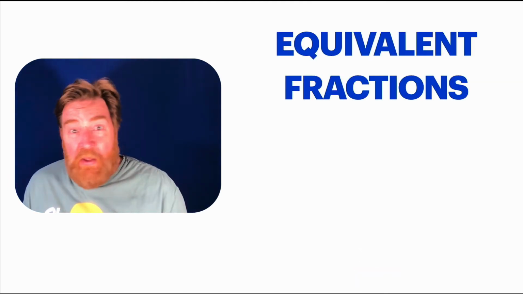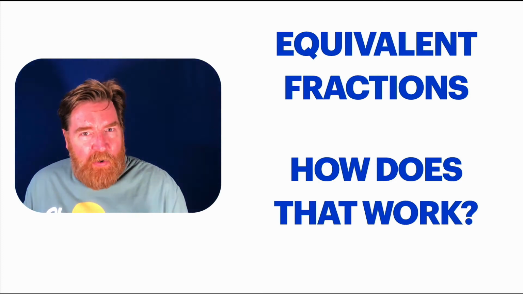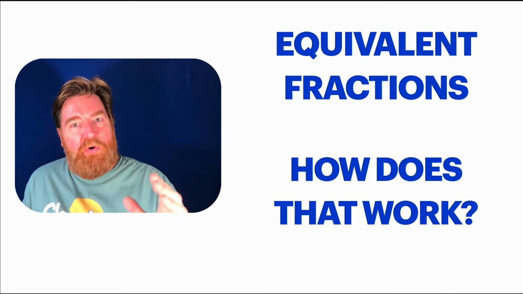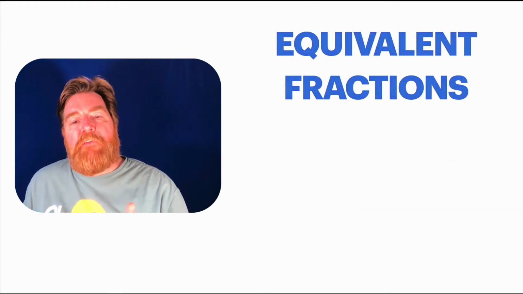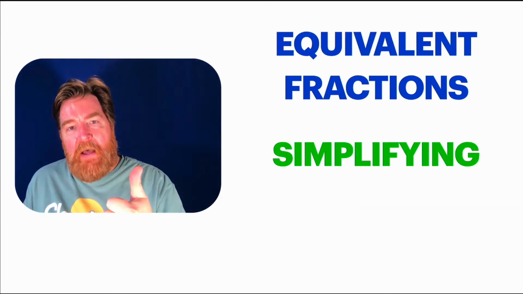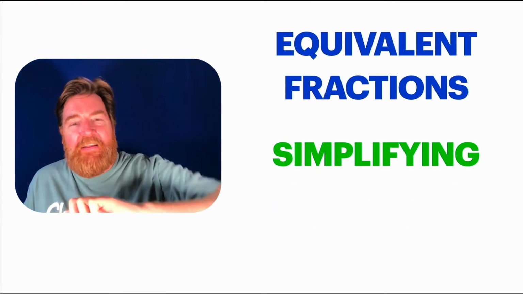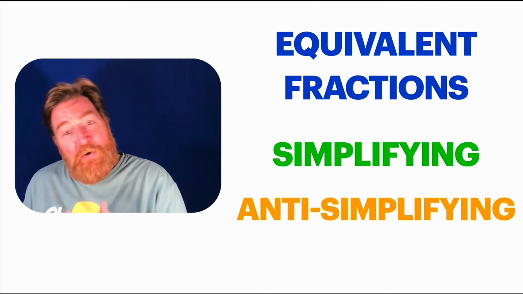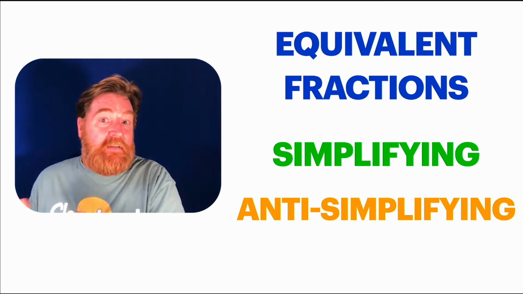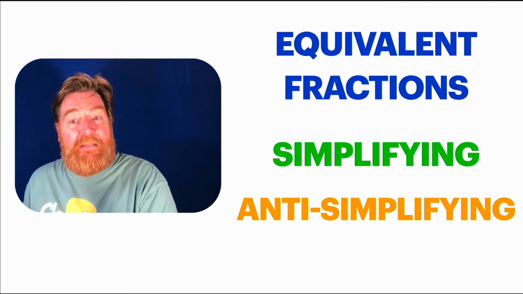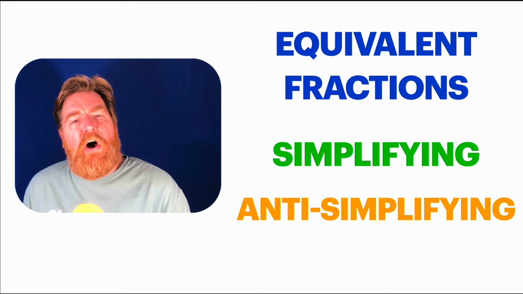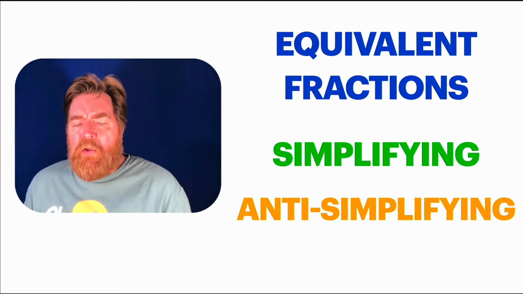Well, that turns out to be pretty important. So let's ask ourselves, with these equivalent fractions, how does that work? Well, there's sort of two ways that we see these equivalent fractions happening. First one is simplifying, and the other one is the exact opposite, anti-simplifying. All right? So we go between fractions by simplifying them or anti-simplifying them. And that's what we're going to spend the bulk of our time today talking about in this lesson. So let's do that right now.